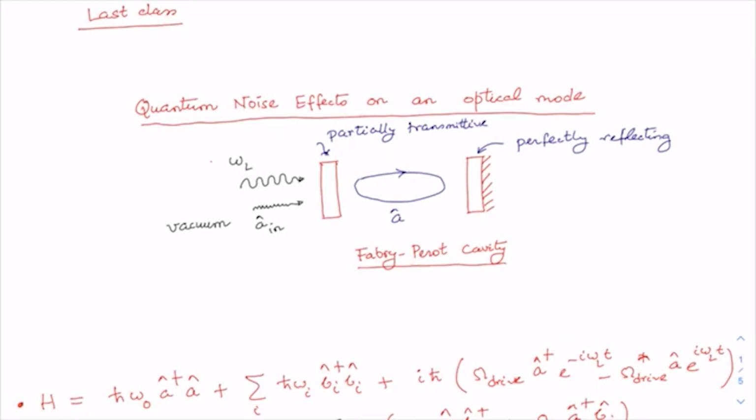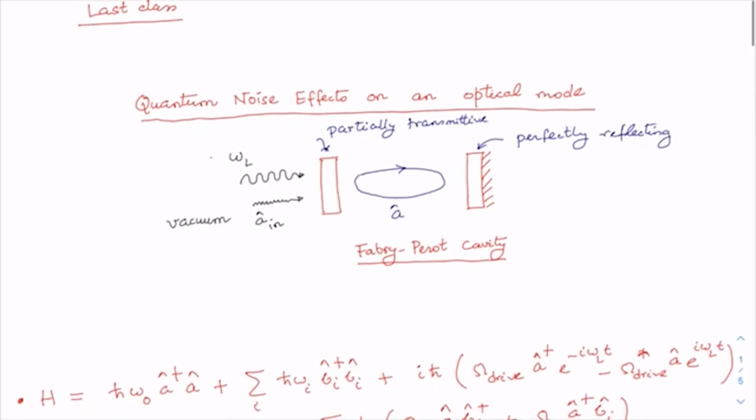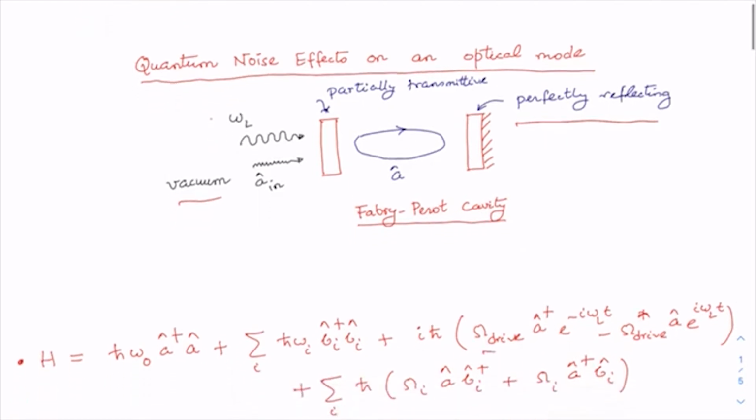In the previous lecture, we studied the effects of environment on an optical mode in a Fabry-Perot cavity. We considered a single-sided cavity where one mirror is perfectly reflecting while the other mirror is weakly transmissive. Electromagnetic fluctuations from the vacuum outside the cavity inject quantum noise into the cavity. The cavity is driven by a single mode laser with drive amplitude omega drive and laser frequency omega L.